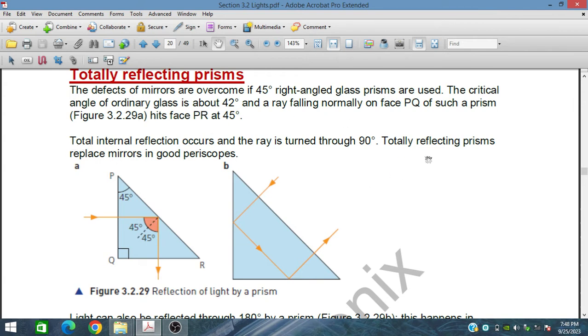So this way this problem can be overcome. The total reflecting prism replaces mirrors in good periscopes. So in periscopes we replace the mirrors, which create multiple images, as we discussed earlier. In a periscope we use this kind of prism, which removes this multiple blurred image formation. So the total reflecting prism replaces mirrors in a good periscope.